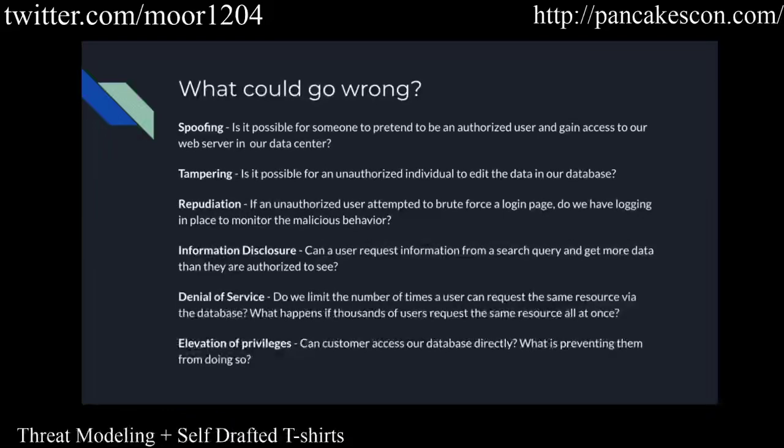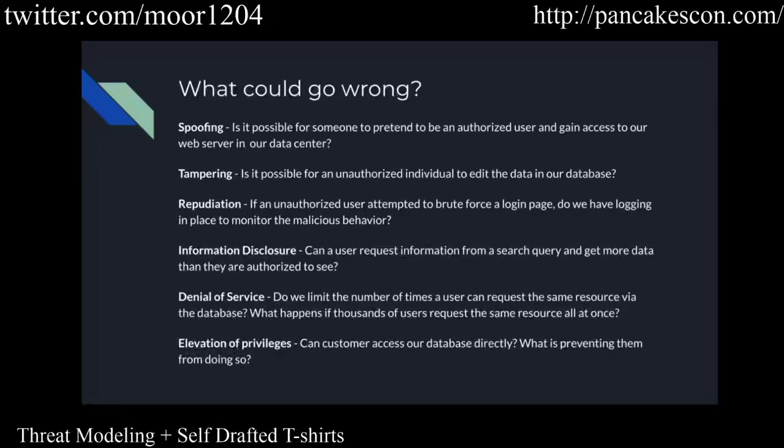Can a user request information from a search query that they shouldn't be able to, or maybe get more results than they should have access to? Or, with regards to denial of service, do we have limitations or throttling on API resources, which isn't shown in this particular diagram, but is something to think about? Do we limit the number of times a user can request a login page incorrectly?